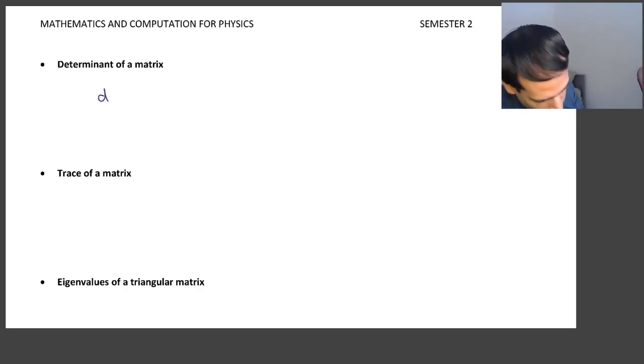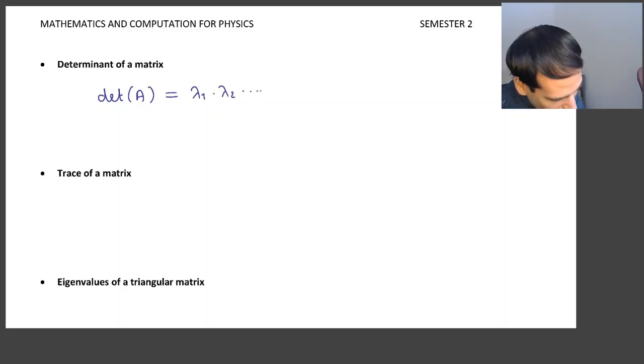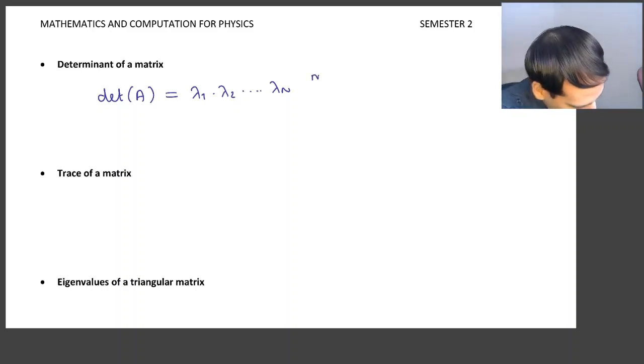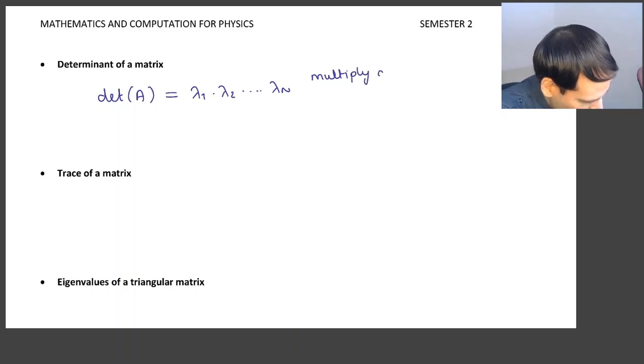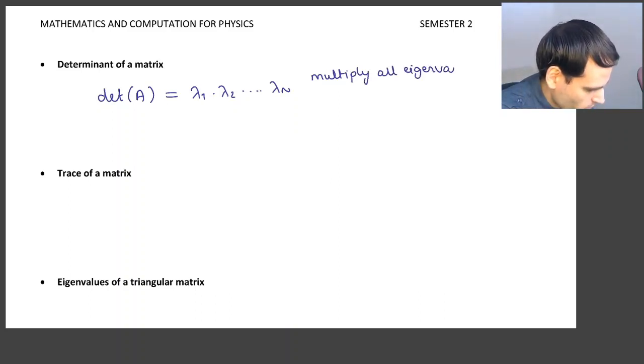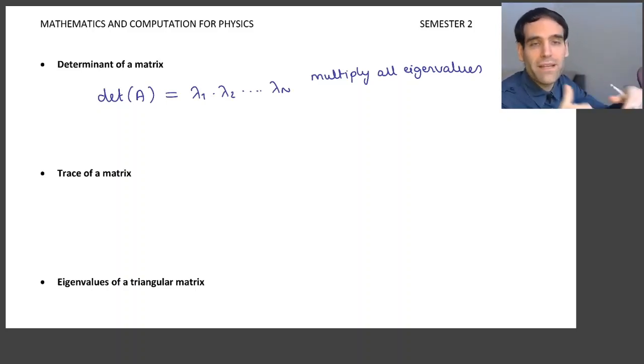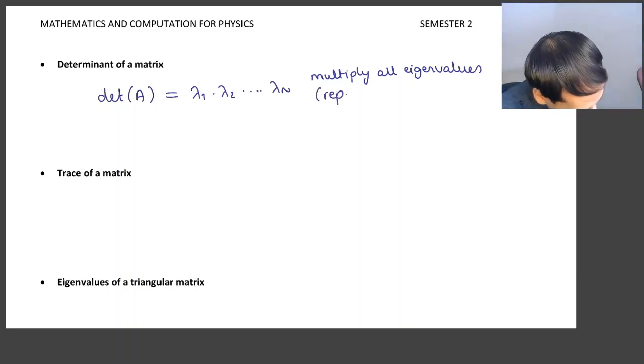So the determinant of a matrix A is simply equal to the multiplication of all the different eigenvalues. Okay, so you get the eigenvalues, you multiply them together, and the result is the determinant of the matrix. Okay, so let me write that down. And what do you have to do if two eigenvalues are degenerate, they are repeated? Well, you have to include them twice or three times, as many times as their algebraic multiplicity, repeating any degenerate eigenvalues.